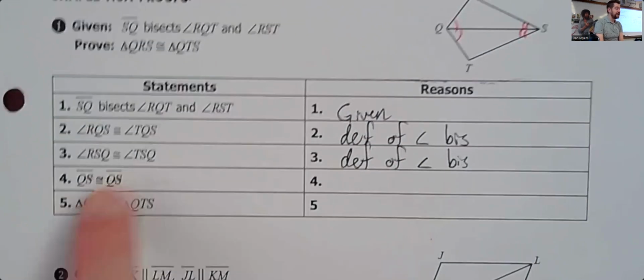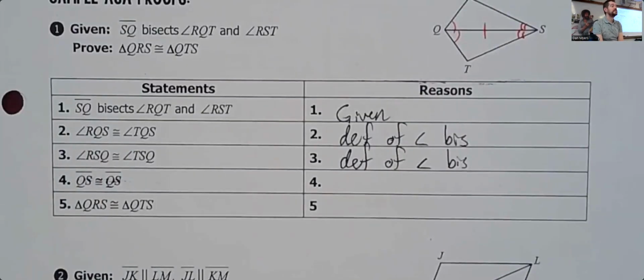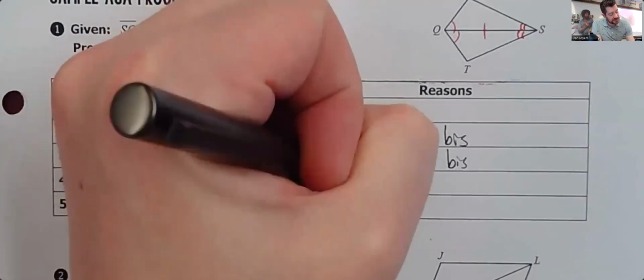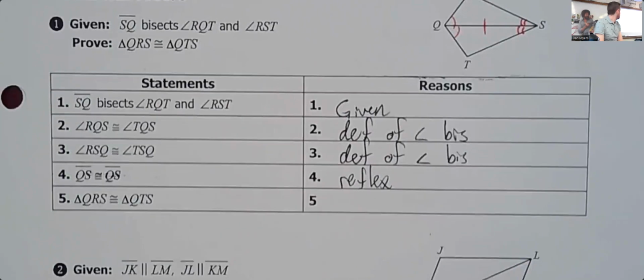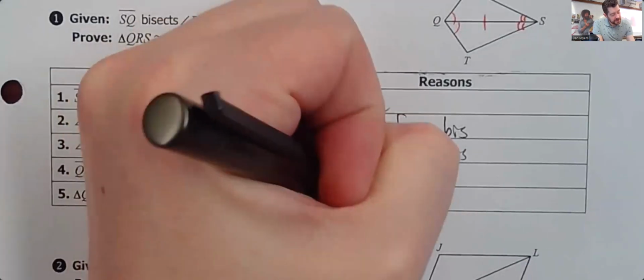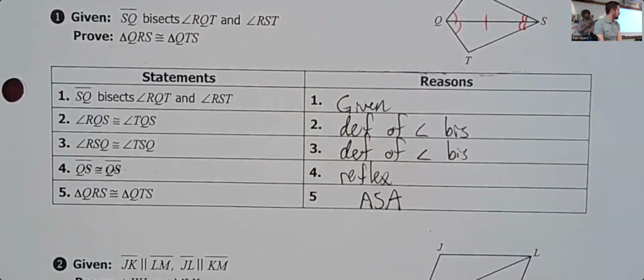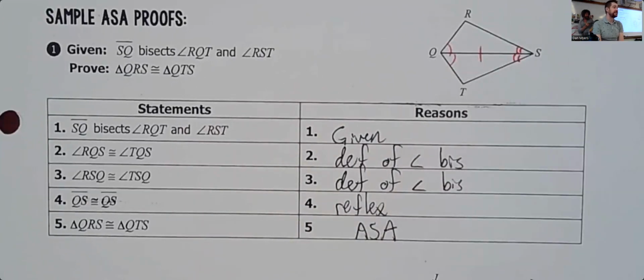All right, next one, 4. QS is congruent to QS. Reflexive, yeah. Something is congruent to itself, that's a reflexive property. And then number 5, why are they congruent? Angle side angle, yeah. We have 2 pairs of angles with the side in between the 2 pairs of congruent angles, therefore angle side angle.